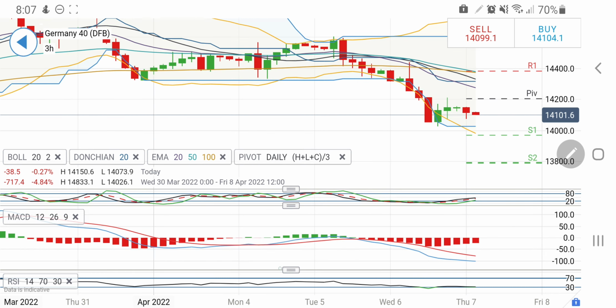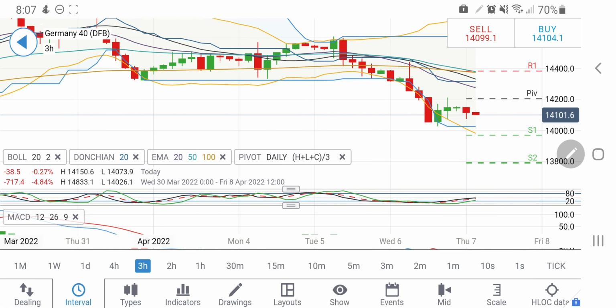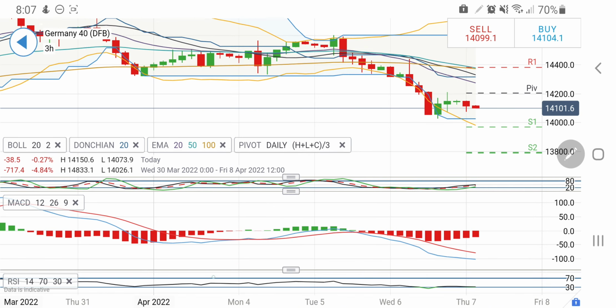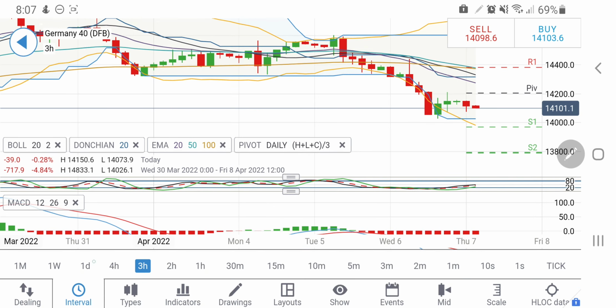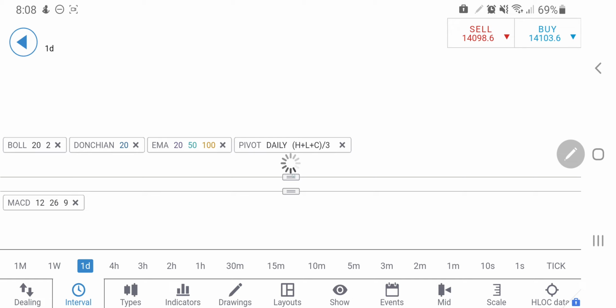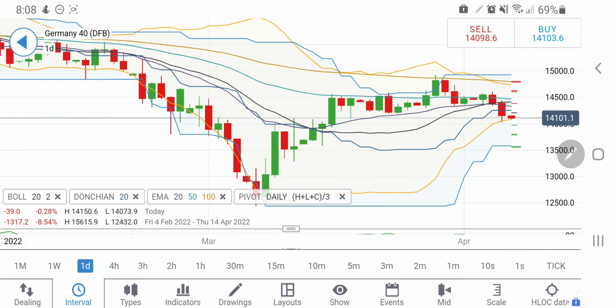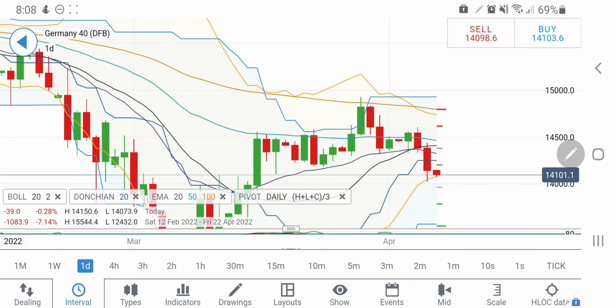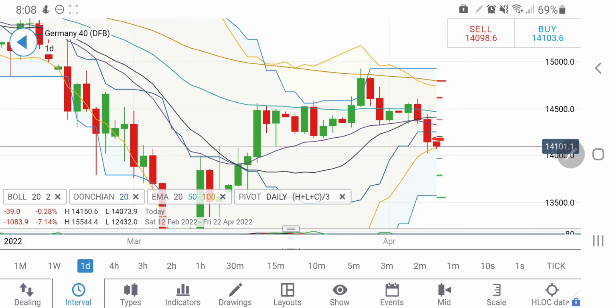RSI, MACD looking upwards and trying to converge. Stochastic also looking upwards here. RSI near to oversold, and hence if it rises, I won't be surprised. So now look at the daily charts. On the daily charts, see a couple of red candles, bigger red bodies out there. Taking a long entry above 14,150 will take it towards 14,200, the nearest resistance. Then 14,400 cannot be denied, because there is a strong support here at around 14,000 zone.